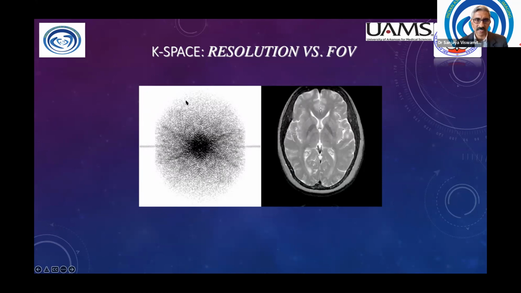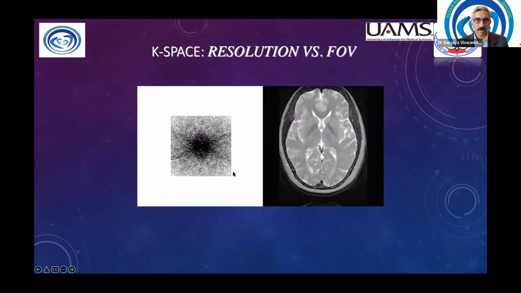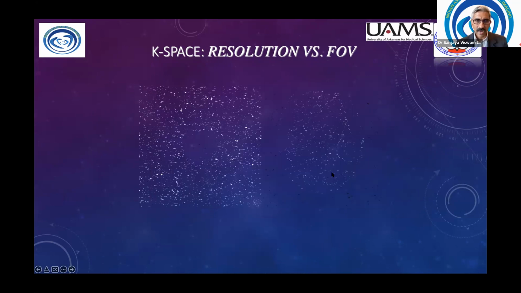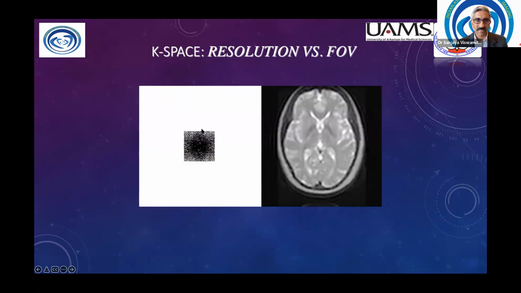So this is the frequency domain. This is the image domain that we see here. So remember, I told you the center is contrast. So I've discarded the periphery of the K-space. Notice that I'm still able to see the contrast in the brain. I discard a little bit more. Now I have only the center of K-space, which I'm using to generate this image.